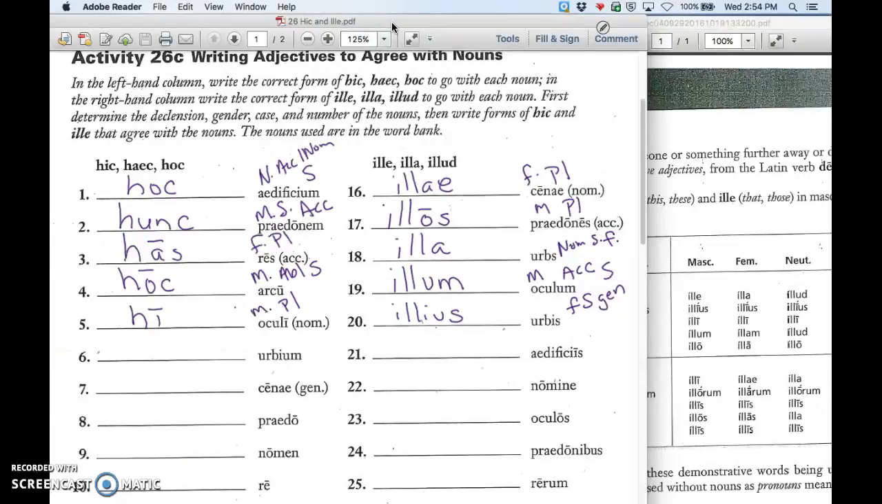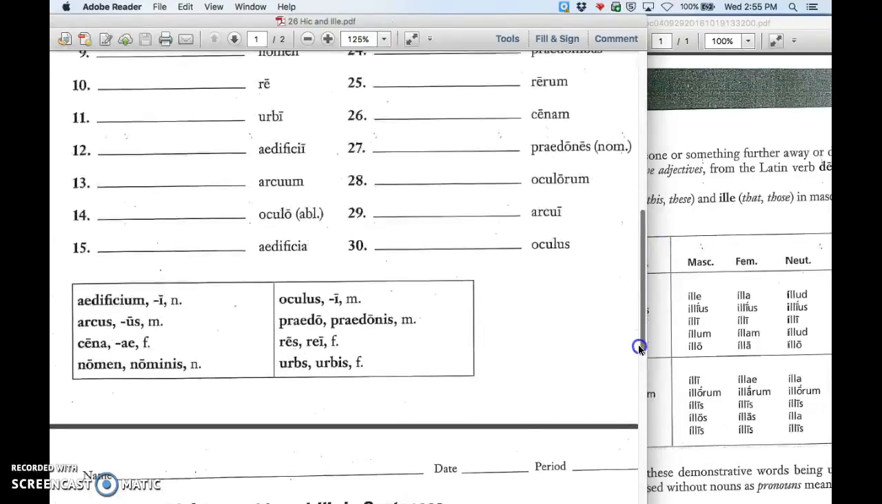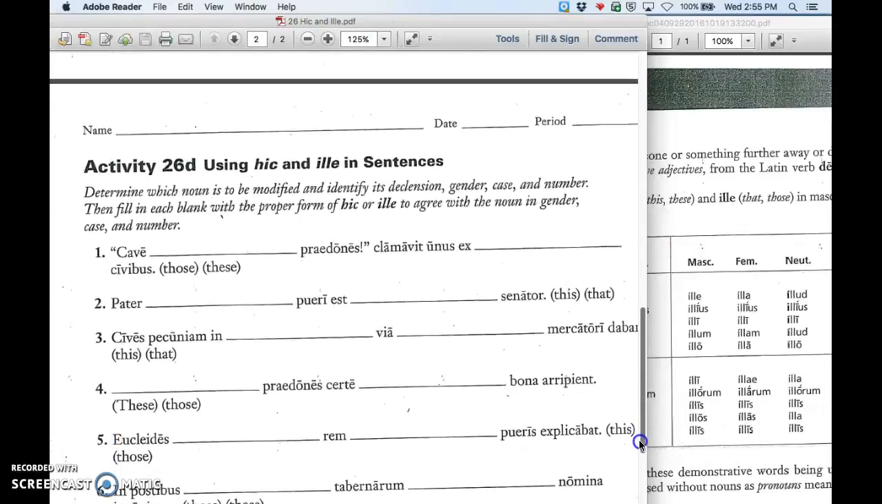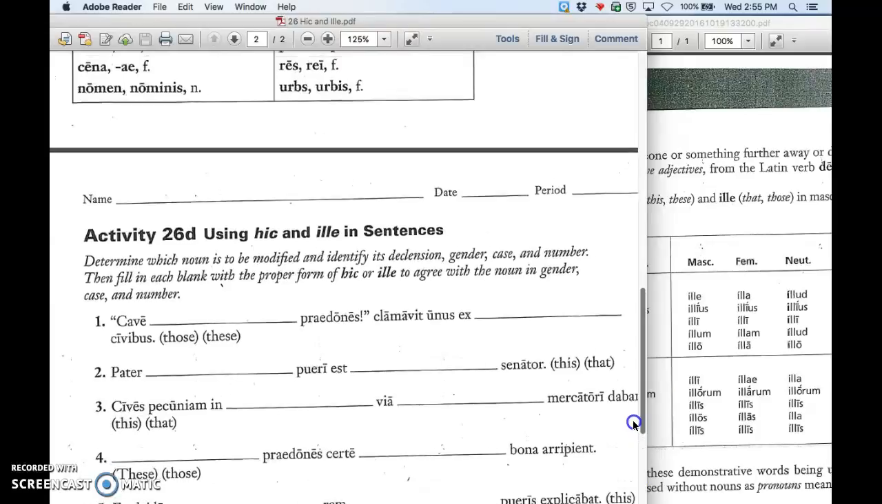So I'm going to erase this example here. You can pause it for a minute if you want to look at the answers here to write on your sheet. But I'm going to erase these answers here, and then I'm going to move down to the next assignment. So give me just 1 minute here. So here's our next assignment. This is 26D, and 26D has 10 in here, so we're going to do just a couple here.